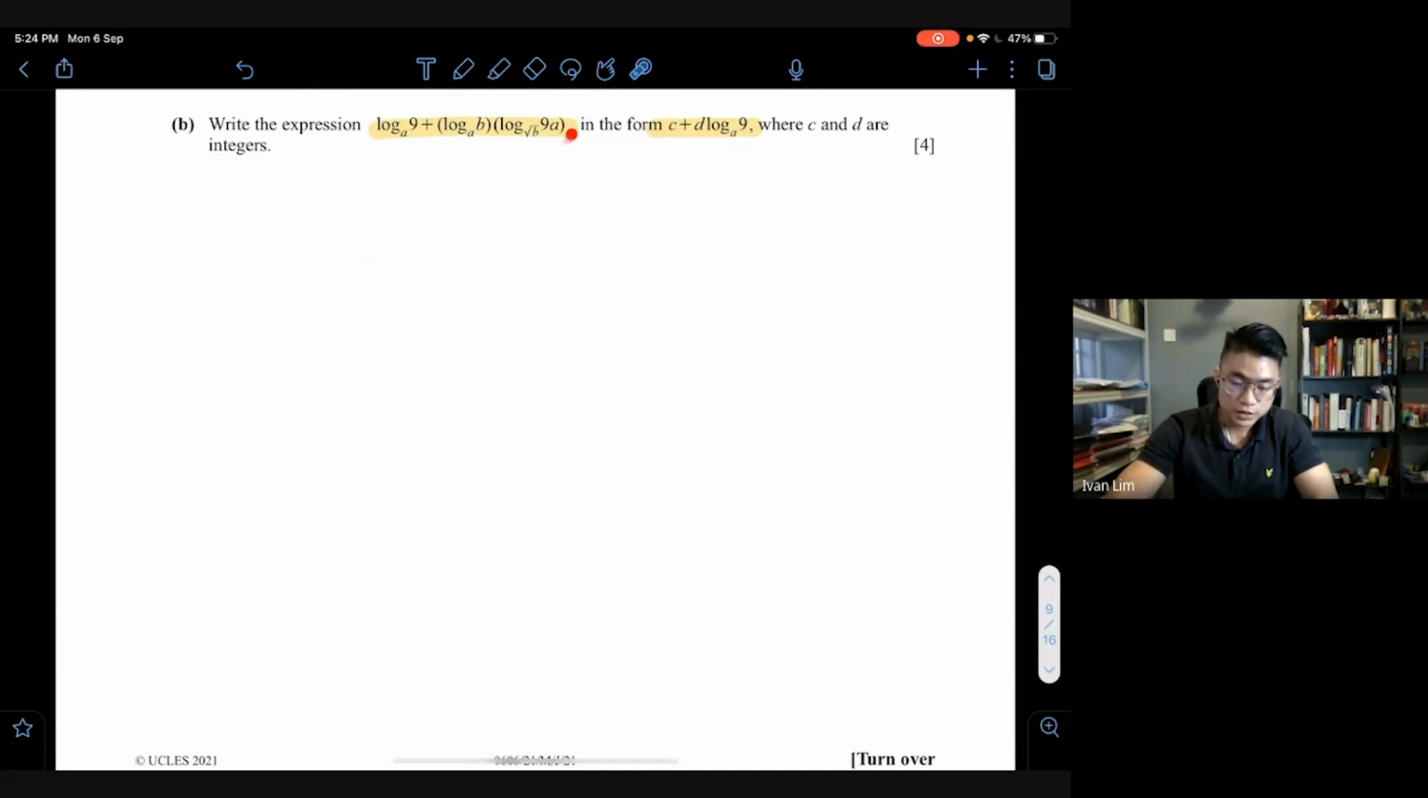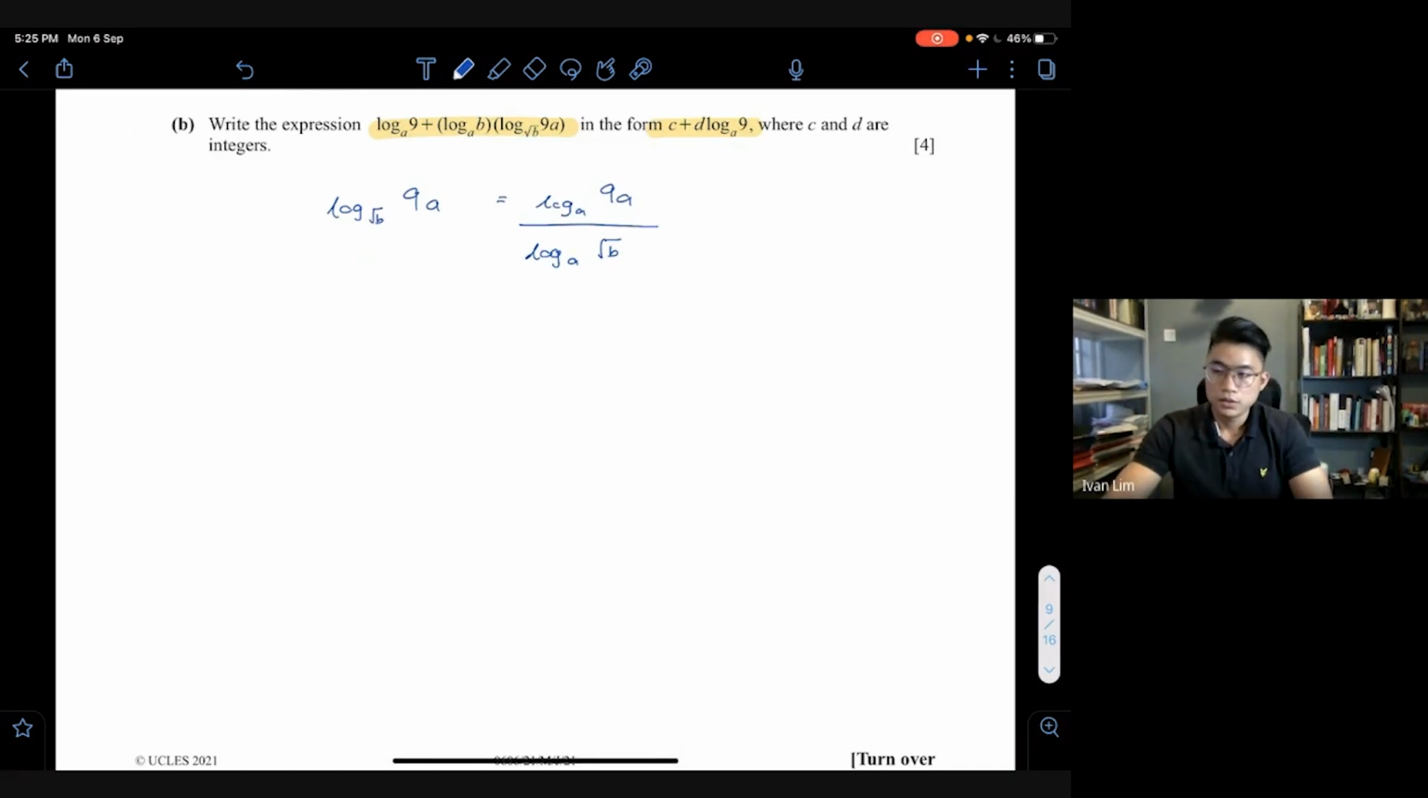In this case, there's this log root B of 9A. So our first thing to do is change the base of log root B of 9A to base A first. Okay, log base A. All right, so how do we do it? Let's solve this part here first, so that we don't get confused with the other terms. Log root B of 9A. Let's break it down. Using change of base, it will be log A of 9A over log A of root B. Okay, this is 1 mark already.